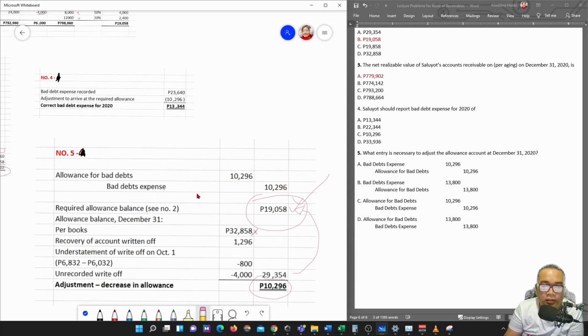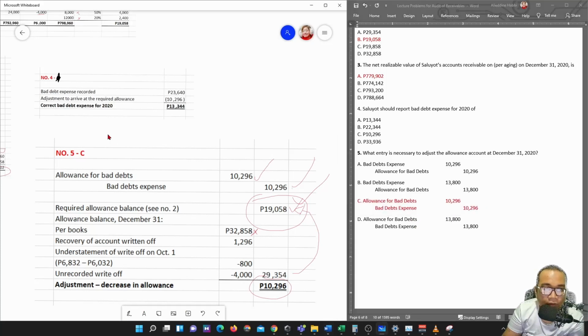So with that said, balikan nyo na tong nasa taas, di ba? Allowance for bad debts, debit, 10,296, kasi binawasan mo eh. Kaya debit. Bad debt expense, credit, 10,296, kasi sobra ka dyan. So with that, the correct answer would be, saan yung letter C?